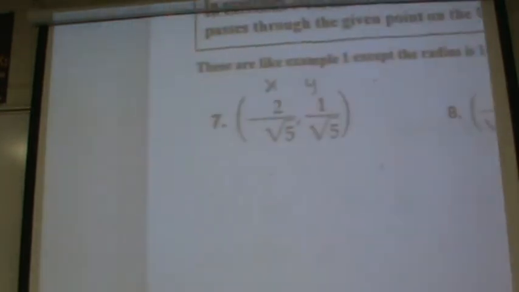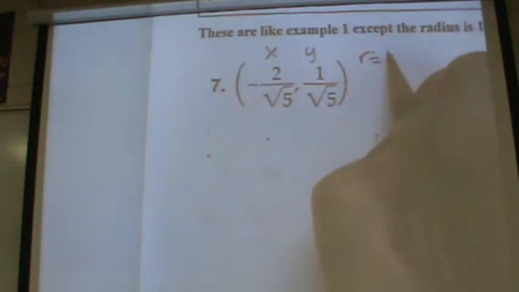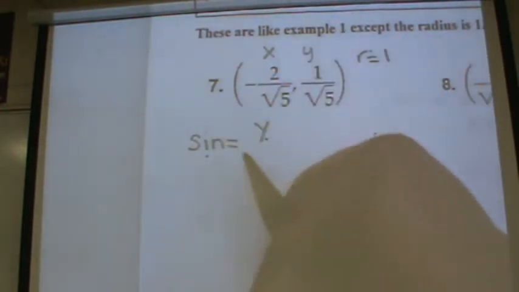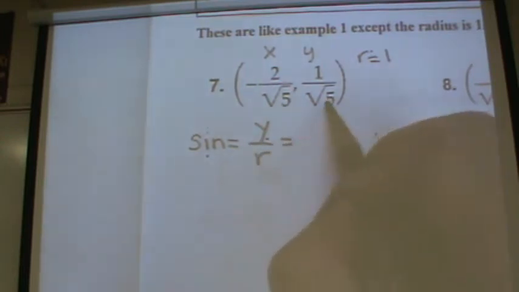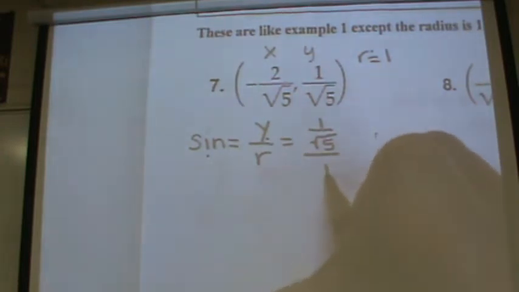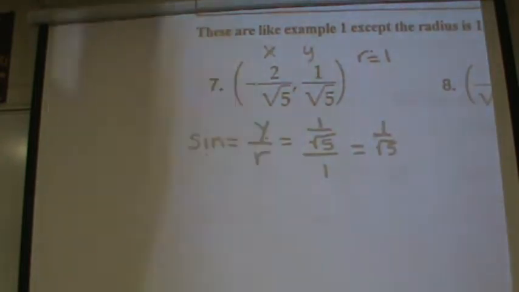So now, how do you do these three? Well, if r is 1, what's the definition of sine? It's y over r. Well, what's the y value? 1 over root 5 over 1 is 1 over root 5. And rationalize it. It's root 5 over 5.